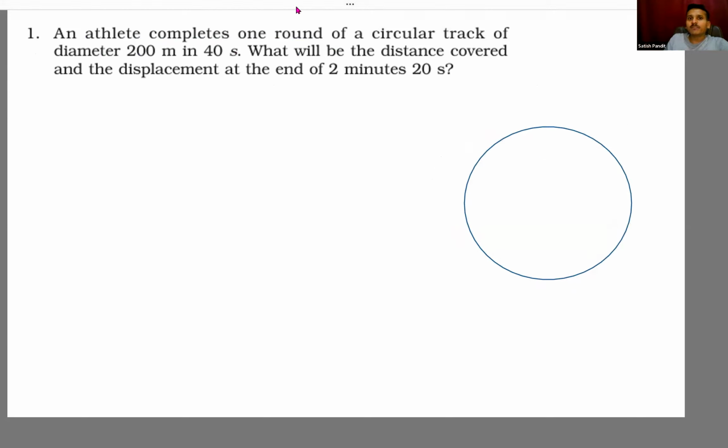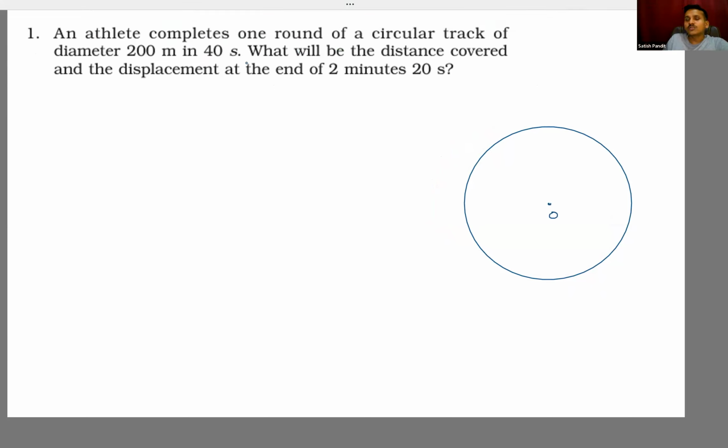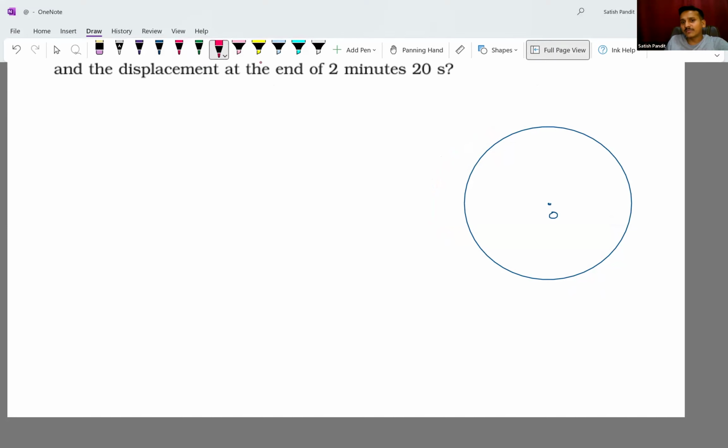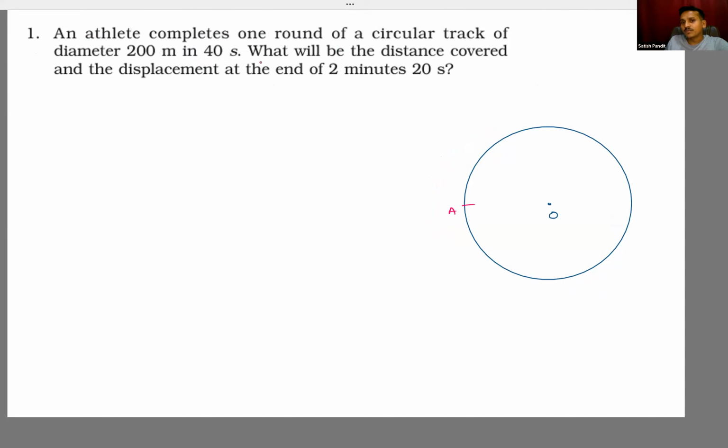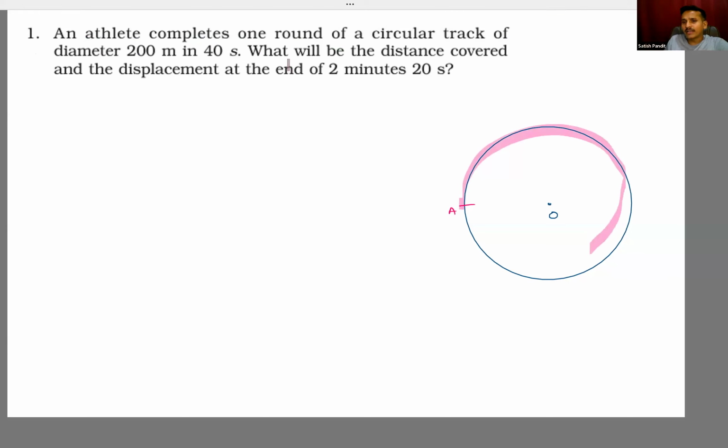So an athlete completes one round of a circular track. So I have a circular track, let the center be O. An athlete completes one round. One round means let this be the starting point. One round of the circular track means you start from here and come back. That is one round. One round means start from one point, take the complete circle and come back. An athlete completes one round of a circular track of diameter 200. So that means the radius will be 100 meters.